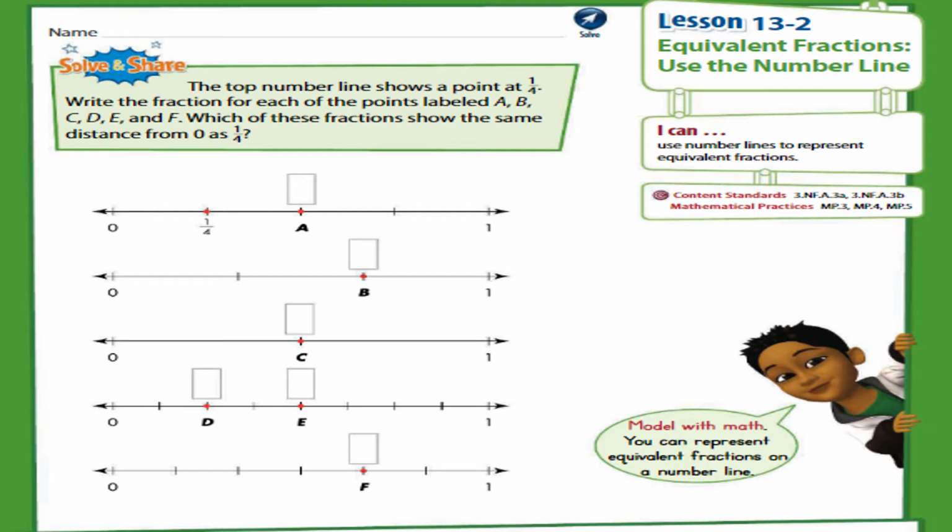I'm writing the fraction for the second part, so my numerator will be... excellent, and the denominator will be... very good. Excellent. Now coming to the second number line.